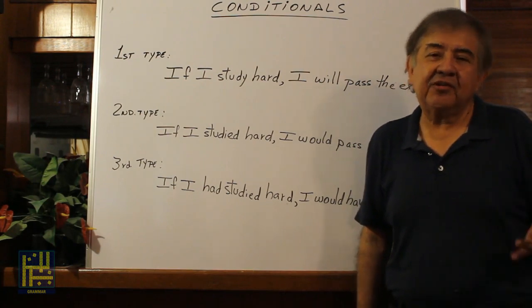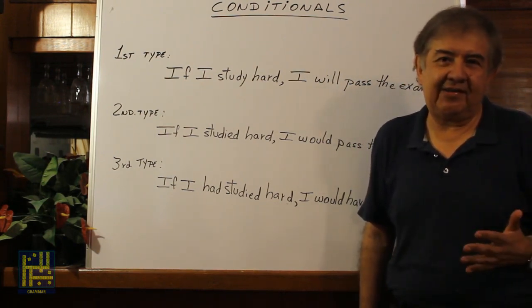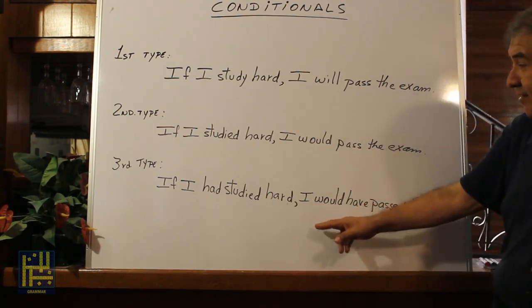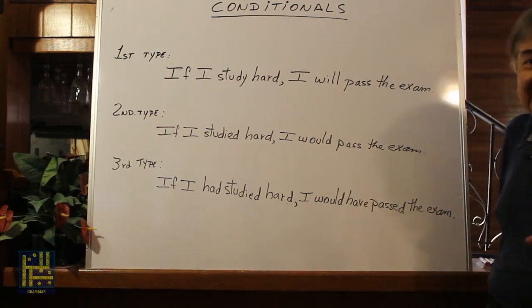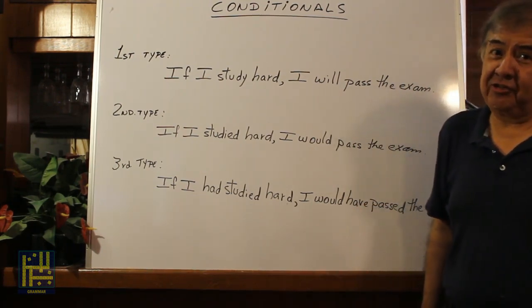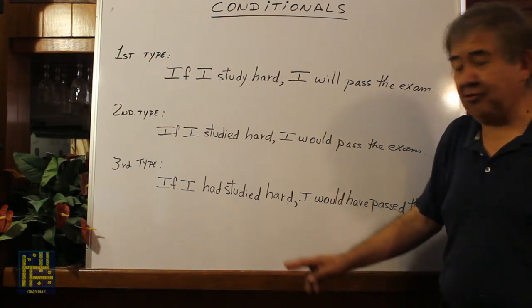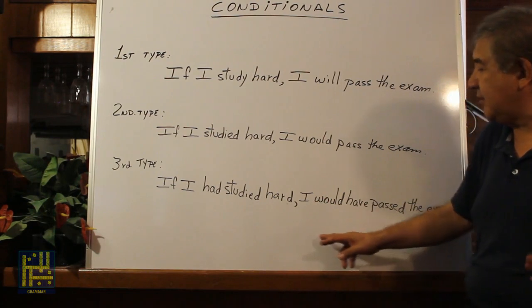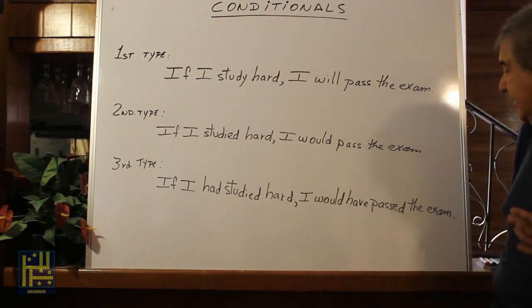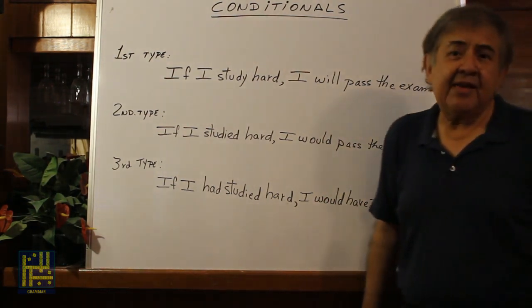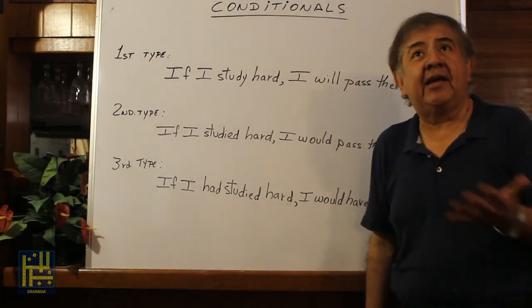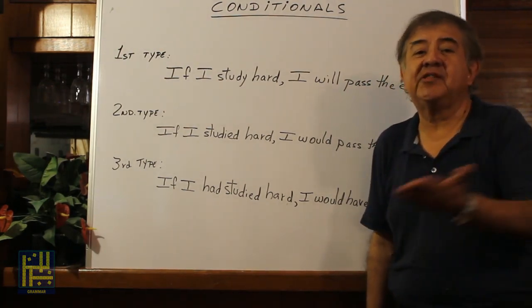Now, in the third type, we finally see the decision that you took. And that is, if I had studied hard, I would have passed the exam. That is, you decided to go to the party, so you didn't study hard. And you are thinking that if you had studied hard, you would have passed the exam. You see the different forms, the different situations along the time when you use these structures.